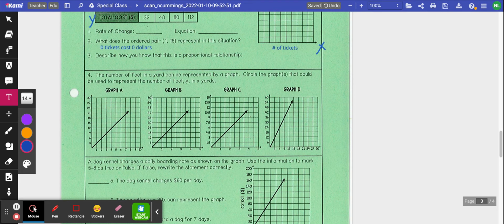For number 4, it says the number of feet in a yard can be represented by a graph. Circle the graph that could be used to represent the number of feet, y, in x yards. So feet should be on the side, number of yards is on the bottom. And I just need to give you a hint that 1 yard equals 3 feet. So which of these graphs show that relationship?